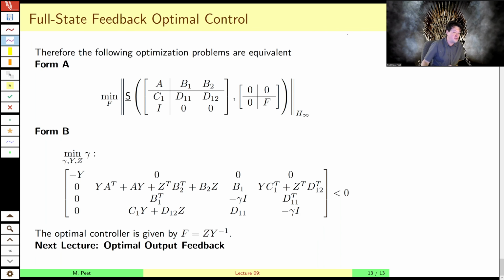So again, no new machinery introduced here. This is a straightforward application of the KYP lemma, the Schur complement, the closed loop system representation, duality, and variable substitution.